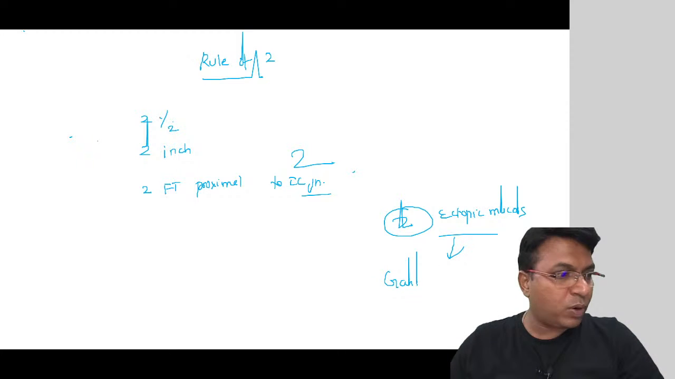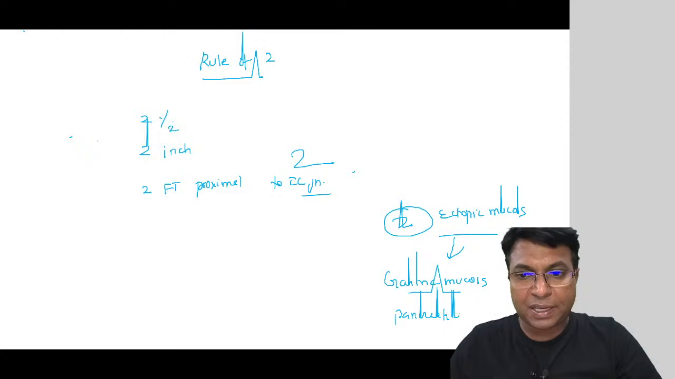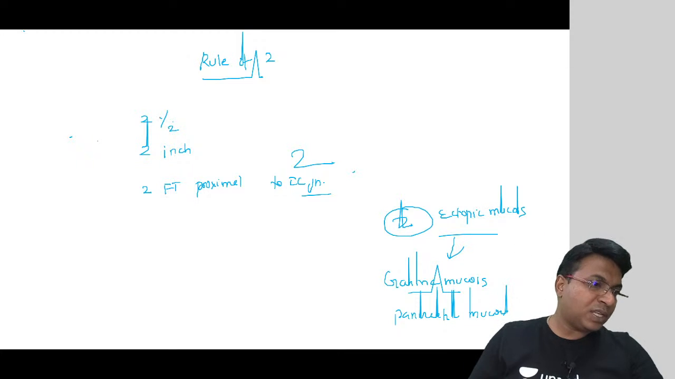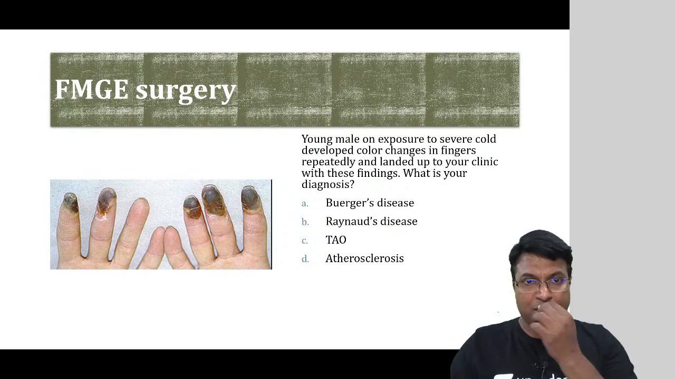One is gastric mucosa, and another is pancreatic mucosa. Okay, there are 2 mucosas. Very good, Rajinikanth. There are 2 mucosas: one is gastric mucosa and another is pancreatic mucosa.